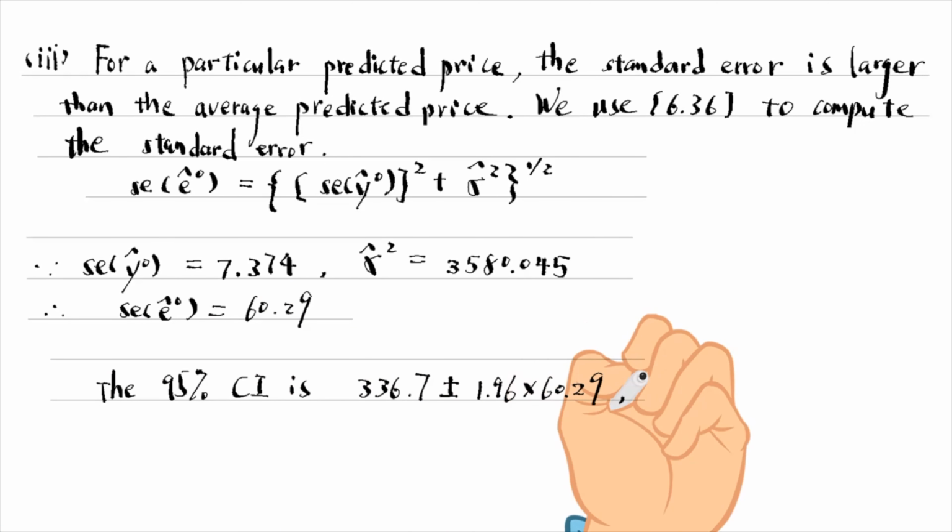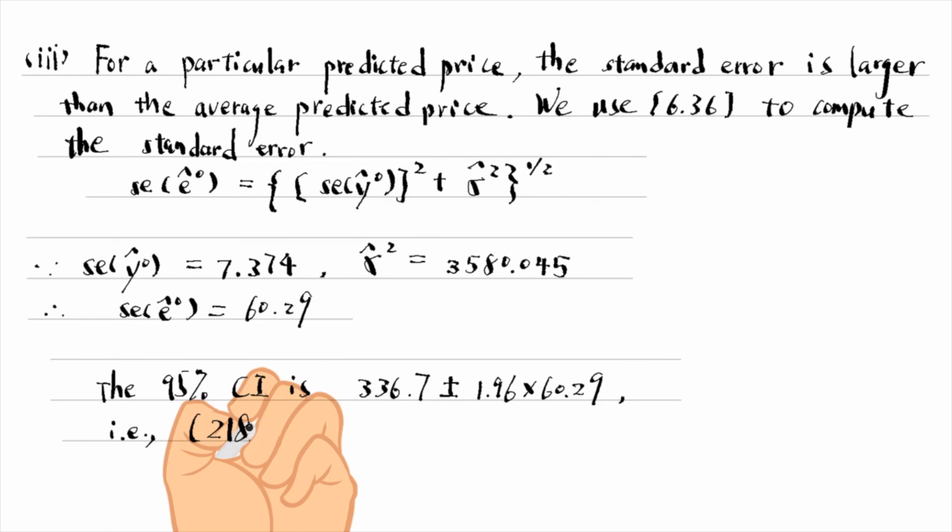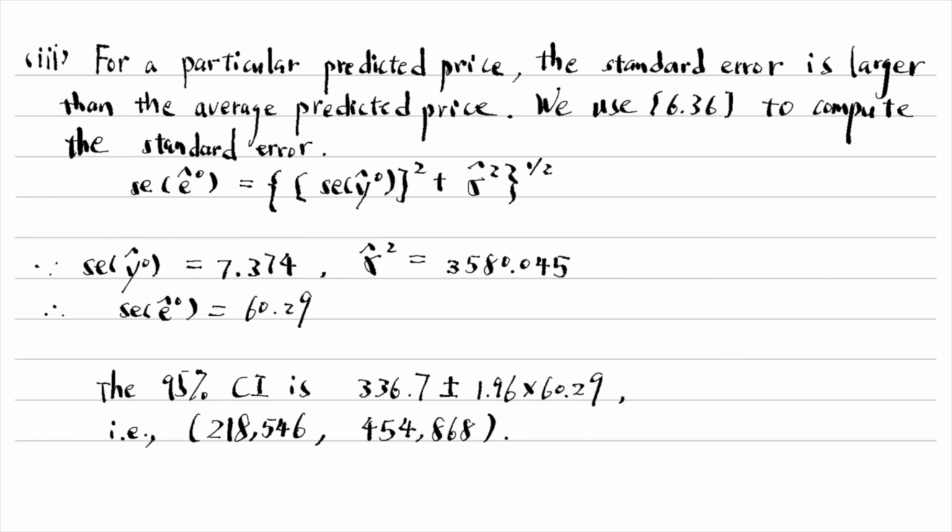It is from $218,546 to $454,868. It is a pretty wide range. The error variance, sigma squared, contributes much to this standard error.